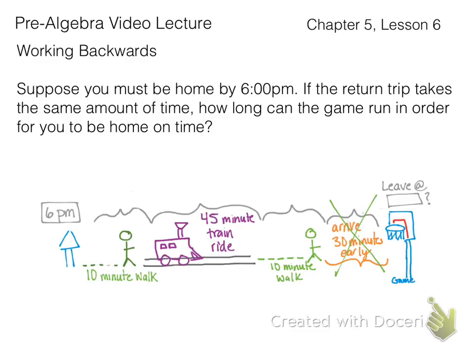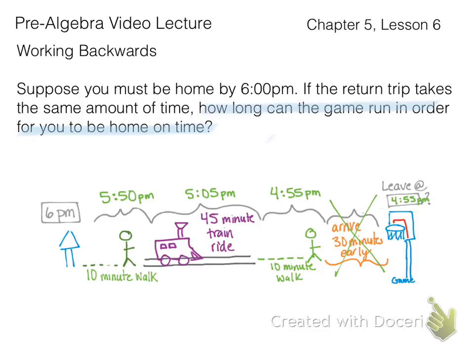All right, so we need to be home by 6 p.m., which means we need to be getting off the train 10 minutes before that, which would be 5:50 p.m. And we needed to get onto the train 45 minutes before that, which would have been 5:05 p.m. And then the 10 minutes between the stadium and the train is 10 minutes before that. So that's 4:55 p.m. That's the time you actually need to leave the basketball game.